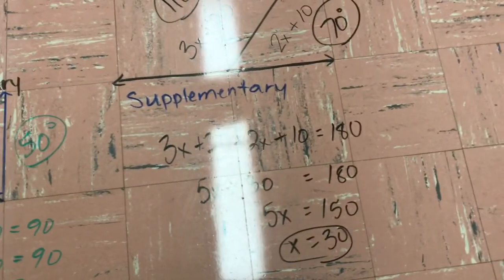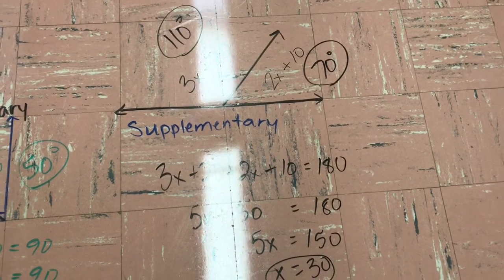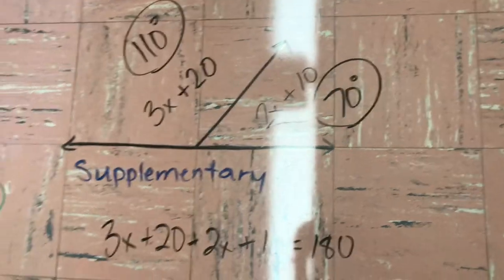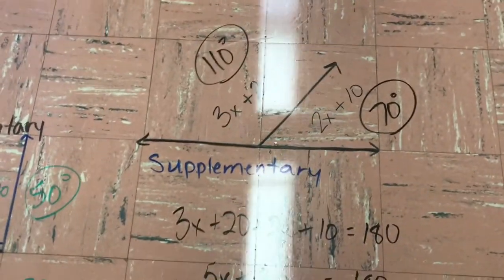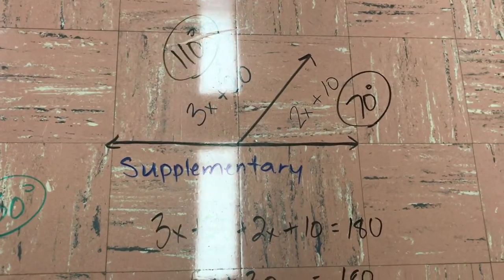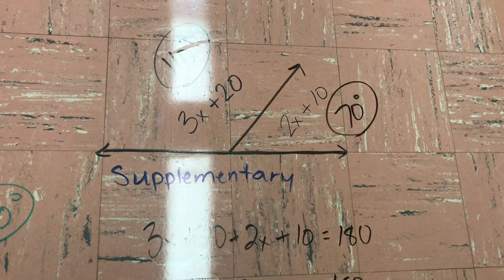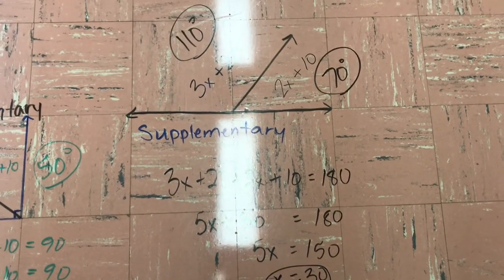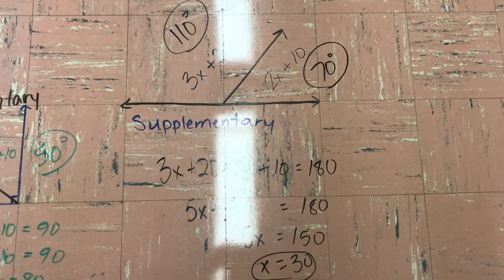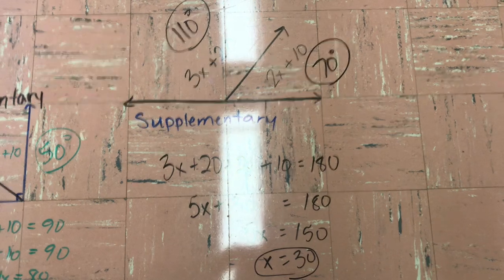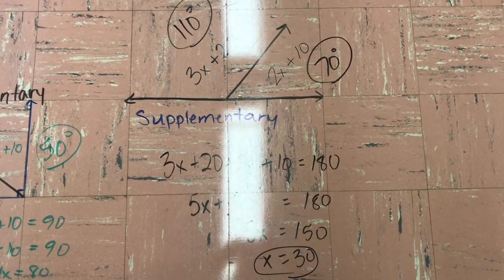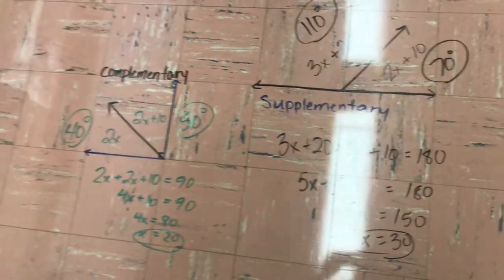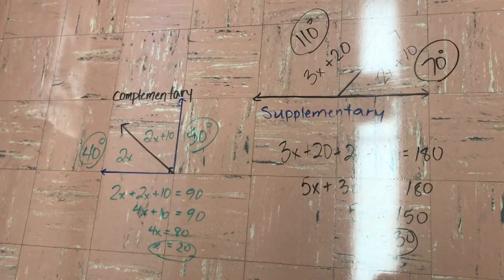And for supplementary, it's similar, except you are going to, sorry about the glare from the light, you are going to set them equal to 180. So you take the two expressions, 3x plus 20 plus 2x plus 10, and set it equal to 180. Solve, we get x is equal to 30, plug them in, and you get 110 and 70. And you can check your answer because 110 plus 70 does, in fact, equal 180. So there we go. Fun stuff.